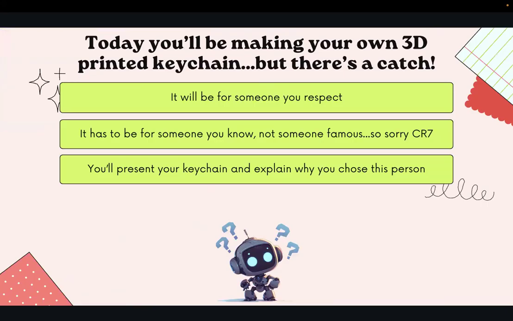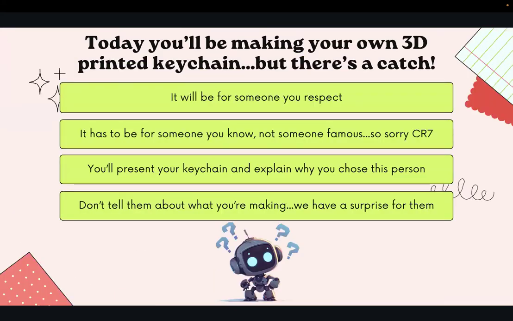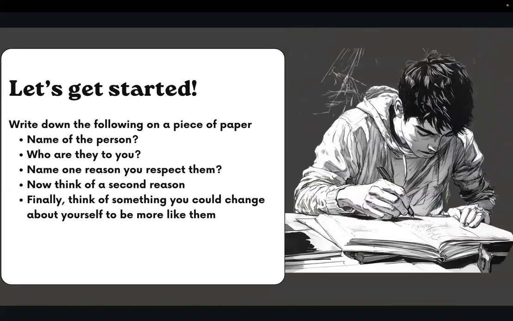They're going to present that keychain. So now the kids know up front, hey, you're going to write about it, but I want you to come up and talk about it. Okay. Then they need to explain why they chose that person. Don't tell them about it. Okay. Because at the end, there's a surprise. And then we'll get to the surprise.